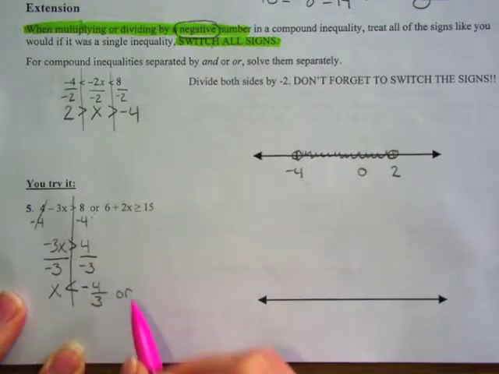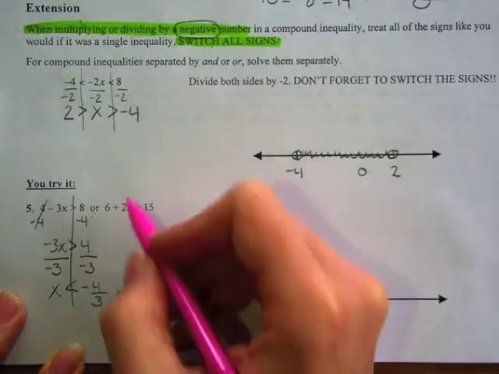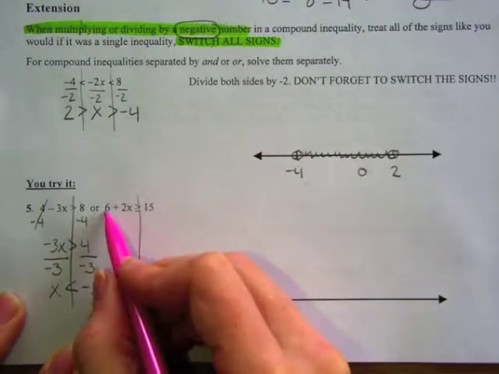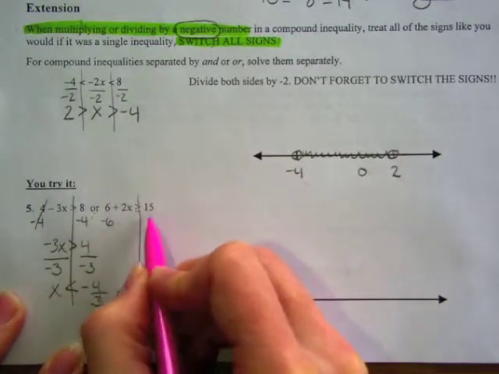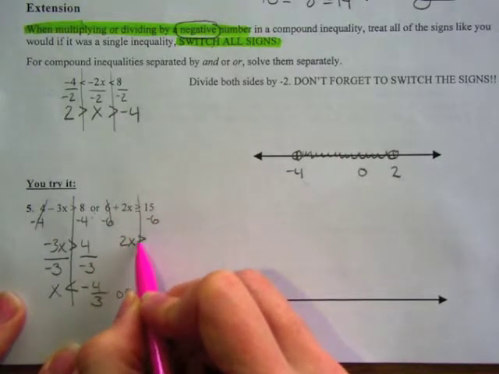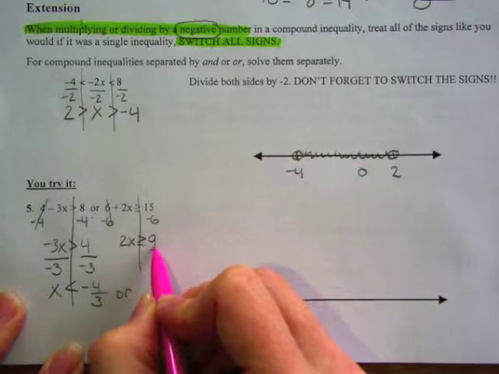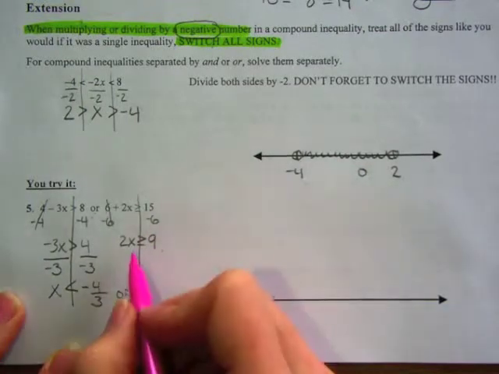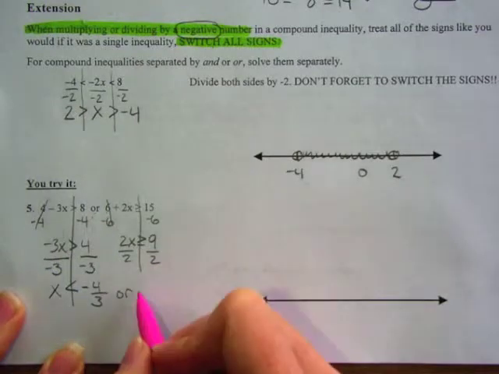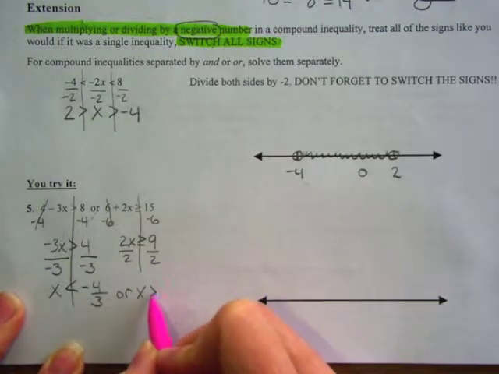I keep the word or. Now I'm going to solve this other inequality. Okay, similarly, I'm going to have a positive 6 here, so I'm going to subtract 6 from both sides. I'm left with 2x is greater than or equal to 9. To solve to get x, I need to divide by 2. And I have x is greater than or equal to.